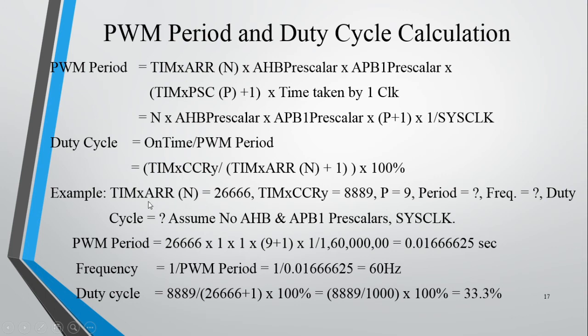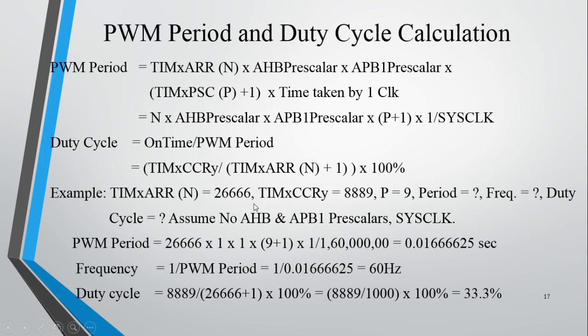So let us take an example where auto reload value, that is n value, is 2666, the PWM duty cycle value is 8889 and the prescaler is set to 9. Provided these values, what will be the value of PWM time period, frequency and duty cycle configured by these values? We are assuming that AHB and APB1 prescalars are not configured, that is 1:1 prescalar for these two, and the input clock is system clock as you have seen here.